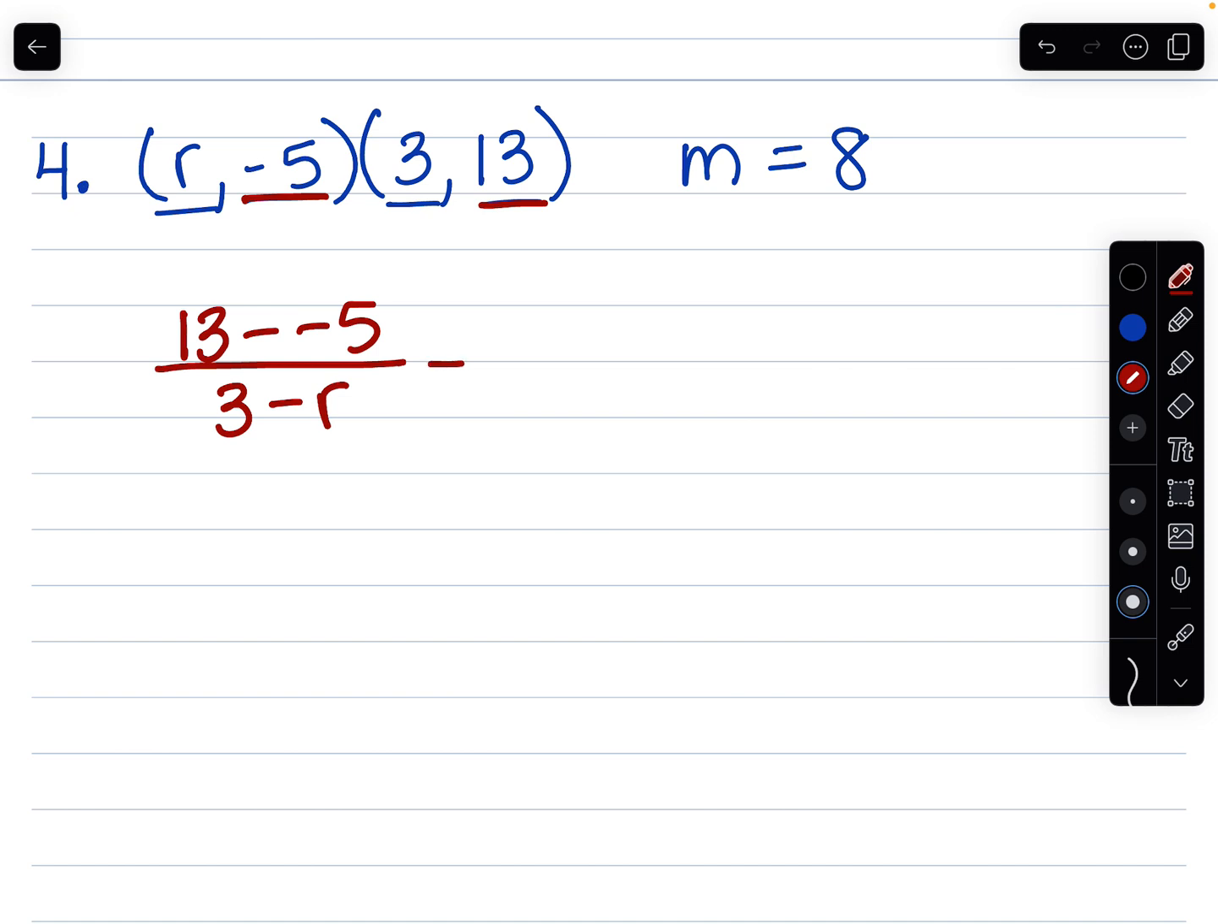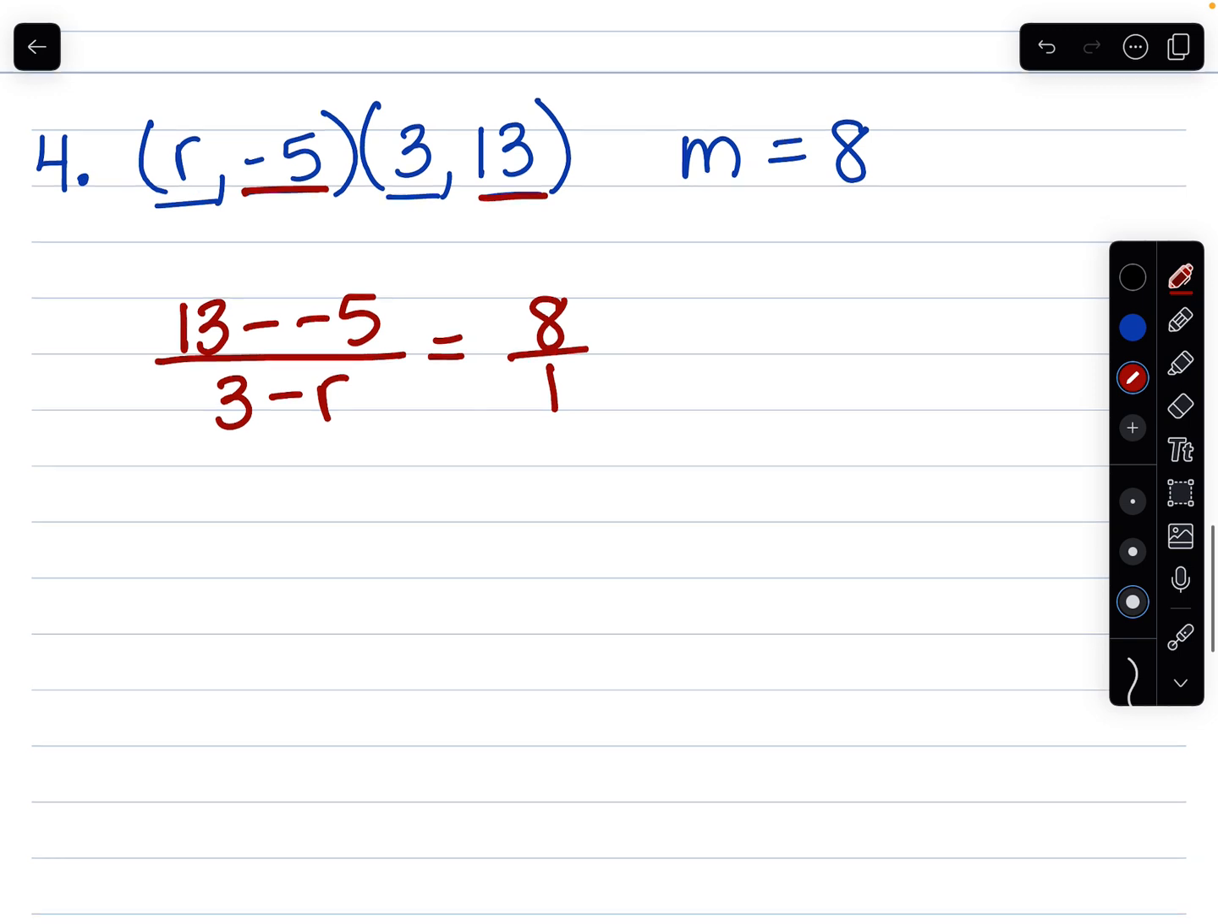Equal to 8, good. Now, truthfully, I want to put it equal to 8 over 1. I want a fraction, and we're going to see why in just a second, okay? So if it doesn't give you a fraction, make it a fraction by putting it over 1. Now, is there anything we can simplify first before we get started? That's 13, yeah, what's 13 plus 5? 18. So we get 18 over 3 minus r equals 8 over 1.